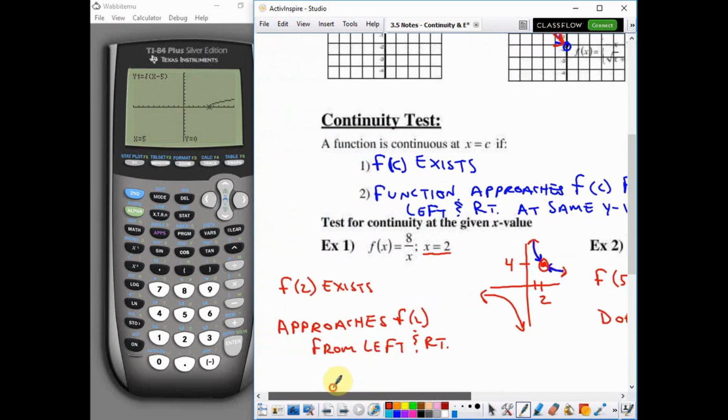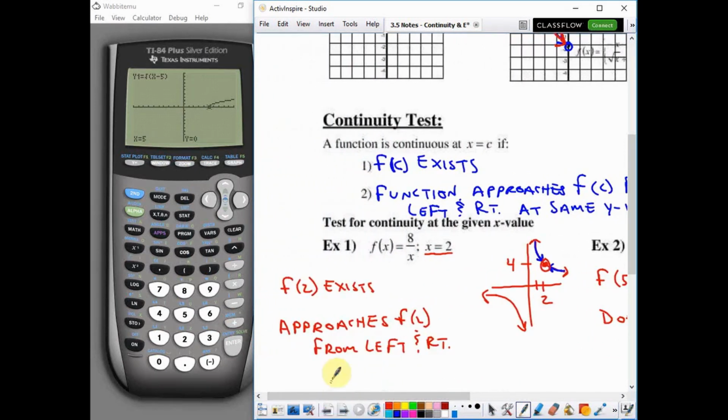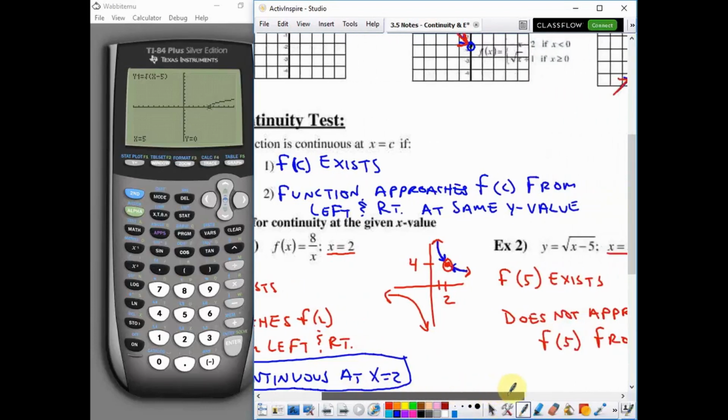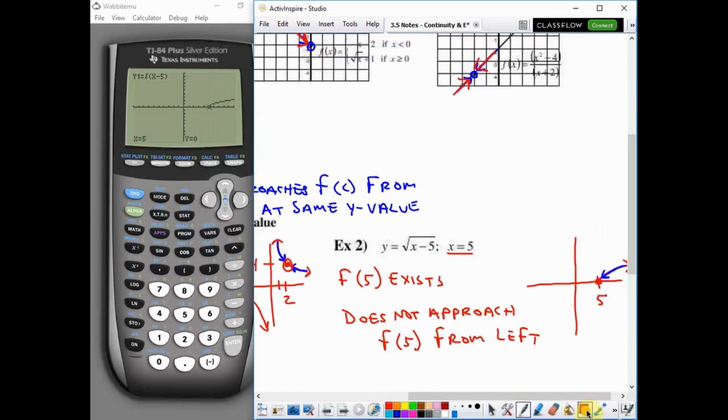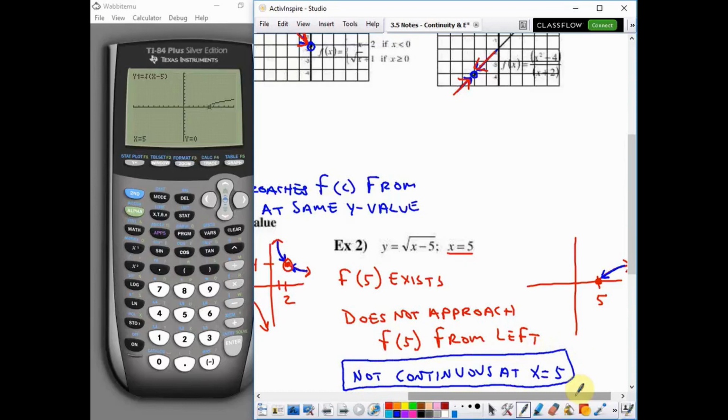So our first graph over here, we can say this one is continuous at x equals 2 because it passed both tests. But this graph over here, we would have to say is not continuous at x equals 5 because it failed the second test.